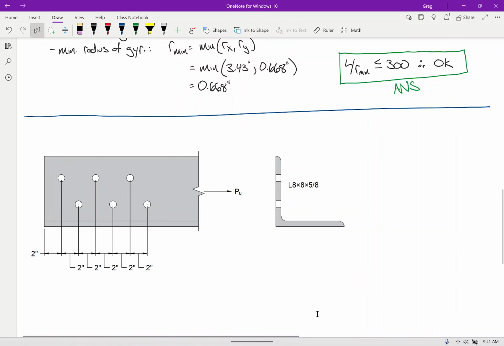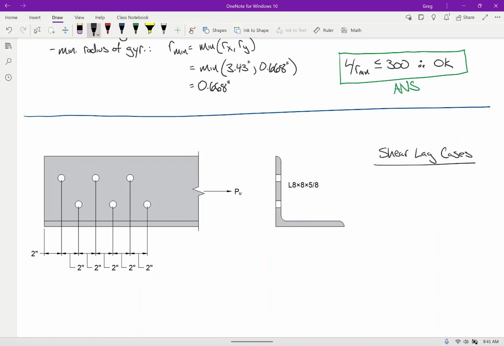For the angle, we're just going to look at shear lag. We're not going to look at slenderness. I mean, we can if you want, but I didn't say how long the angle was. One thing we could do is figure out the maximum possible length of the angle that meets slenderness limitations, but we'll talk about that in a bit.